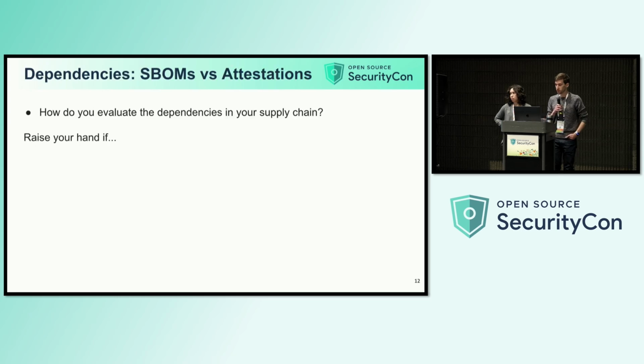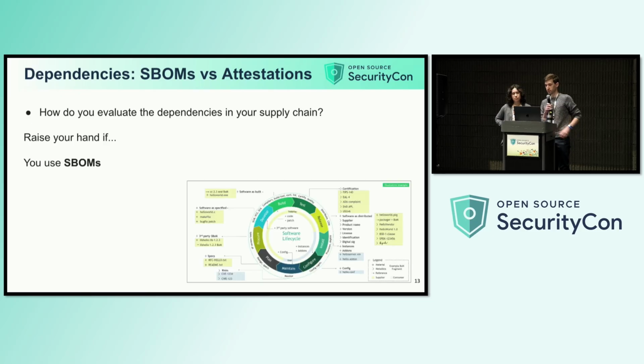All right, so this is our one participation portion of the talk, so get ready. The first question that we want to ask is, how do you evaluate in your supply chain, or if you don't, how might you want to evaluate what dependencies are in your supply chain? So our first question is, raise your hand if you would use or you want to use an SBOM.